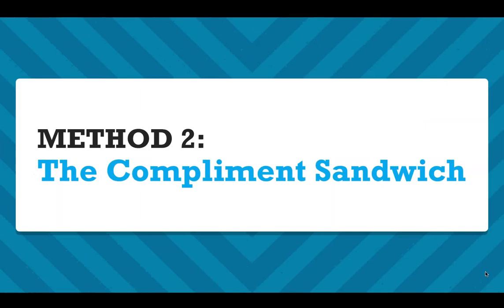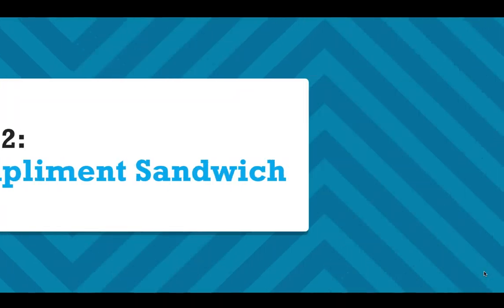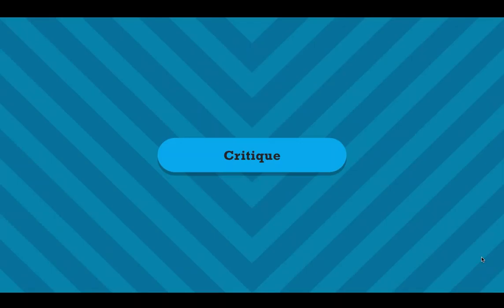So the RISE model is one method you can use when you're commenting. You can also use the compliment sandwich. Our overall goal is to offer constructive feedback, but doing so can sometimes come off a little bit harshly. So we can use this method called the compliment sandwich to kind of soften that feedback. And this is how it works.